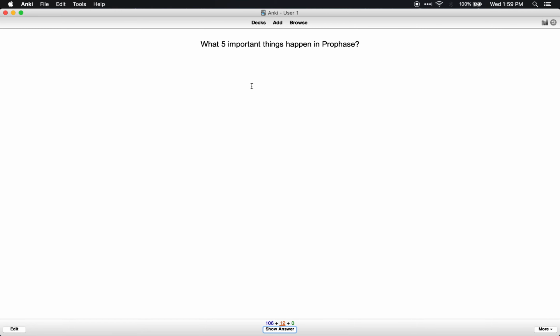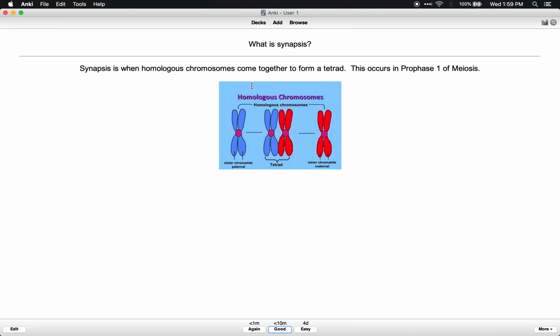What is the most important thing that happens in prophase? Centrioles separate. Spindle fibers begin to form and go towards the center. Chromatin condenses to chromosomes, and the nucleus starts to disintegrate. Synapsis is the pairing of chromosomes to form tetrads during prophase of meiosis 1.